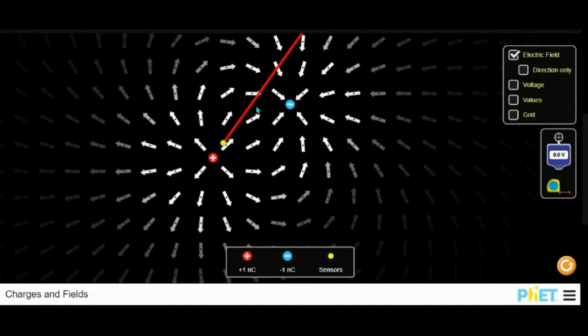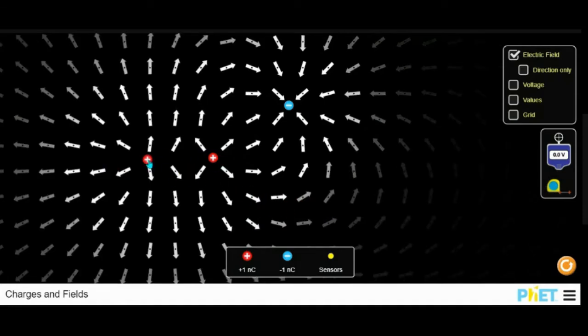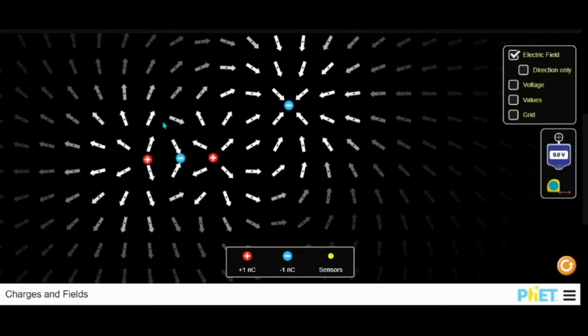What happens here? I want to remove the sensor. Here, I'll place another positive charge. Let's see what would happen. Okay. Notice that the electric field lines are not pointing towards the positive one. It's always outside. If I place a negative charge here in the middle of the two, what happens? The electric field lines are always pointing to the negative charge.